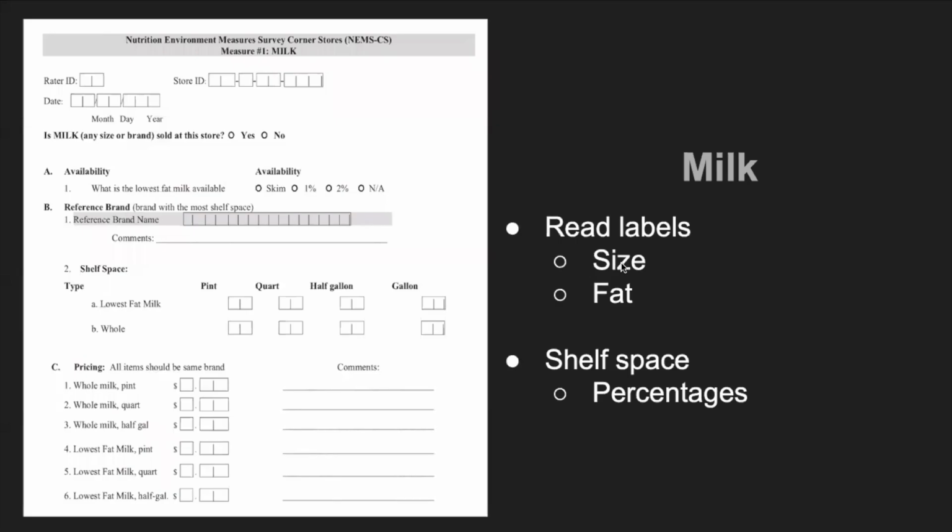So the first page on your assessment is going to be milk. Some things I wanted to go over is reading the labels. Reading the labels is important to understand the size of milk. Most of us can identify a gallon and a half gallon and a pint and a quart. But if you can't, it should say it on the label of the milk. And the fat percentage will also say it on the label of the milk.